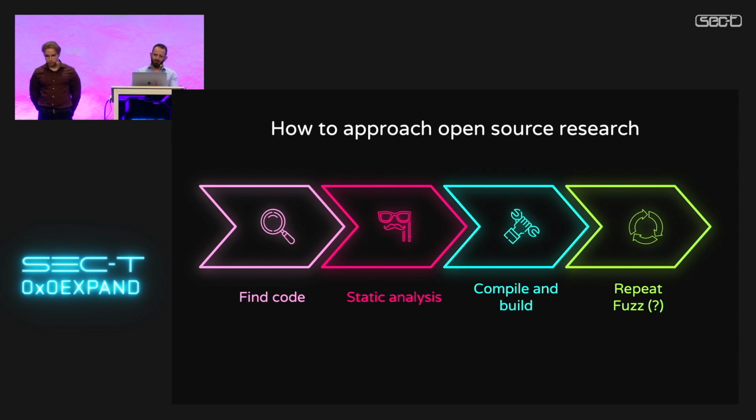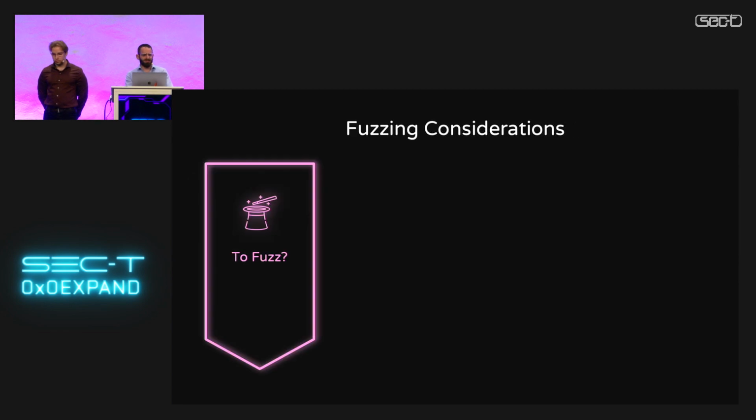As you're probably familiar, developers are humans, and humans are a bit lazy, and we copy code from one project to another. So once we find a vulnerability, we can probably find it in different places. And now there is the question of fuzzing.